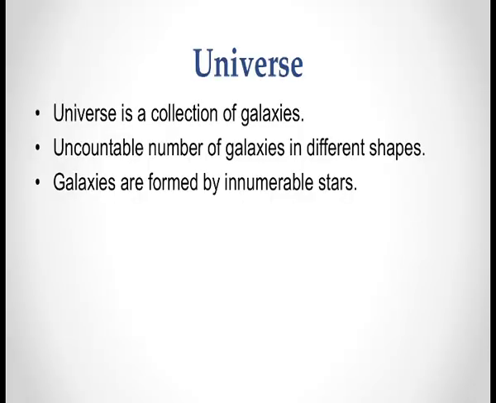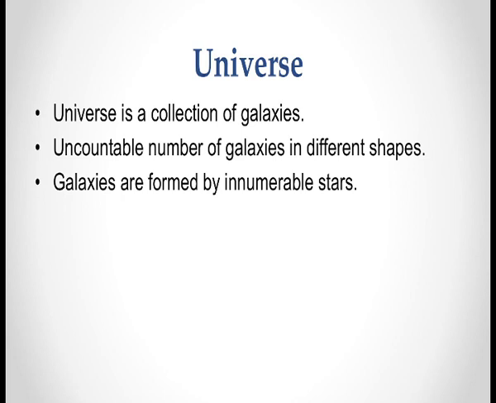Now, coming to the actual definition of the universe. The universe is a collection of galaxies. An uncountable number of galaxies in different shapes constitute the universe. In galaxies, there are spiral galaxies, then elliptical galaxies, irregular galaxies. Like that, classifications are done by astronomers. These galaxies are formed by innumerable stars. Like that, the universe comprises different objects.